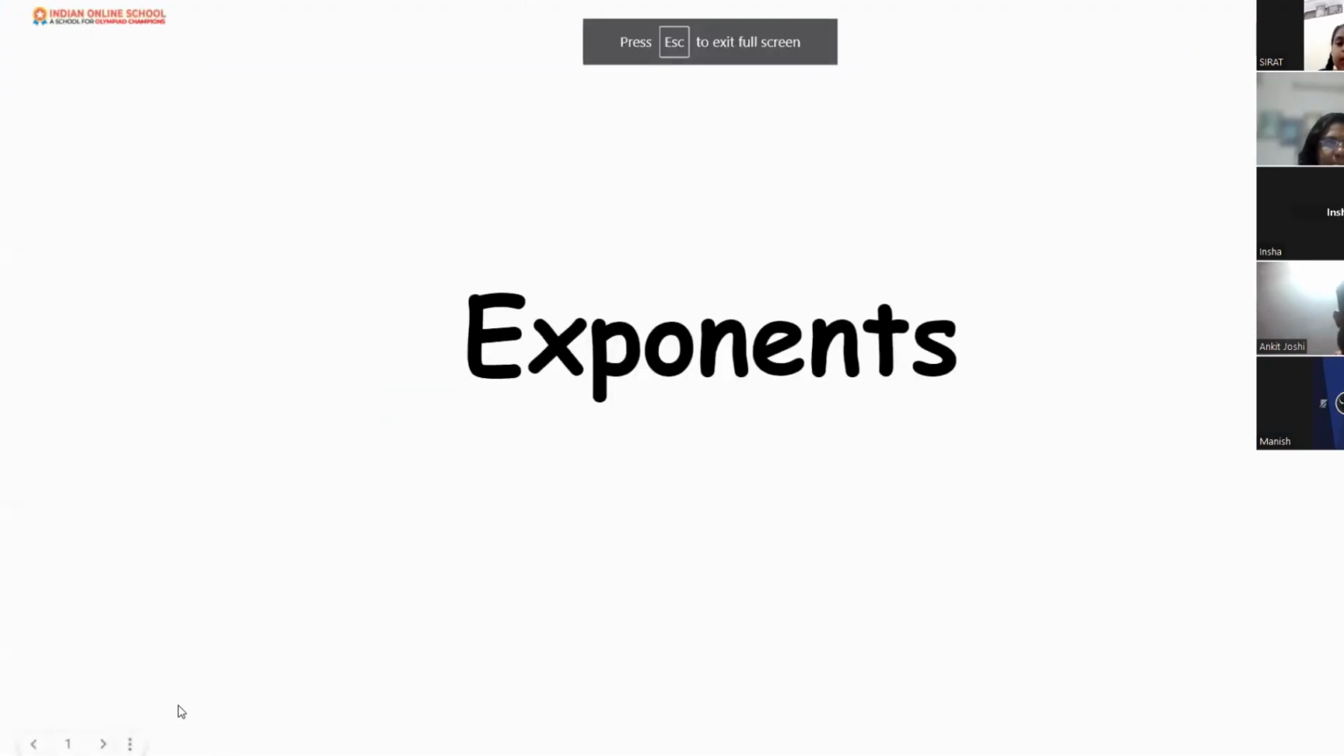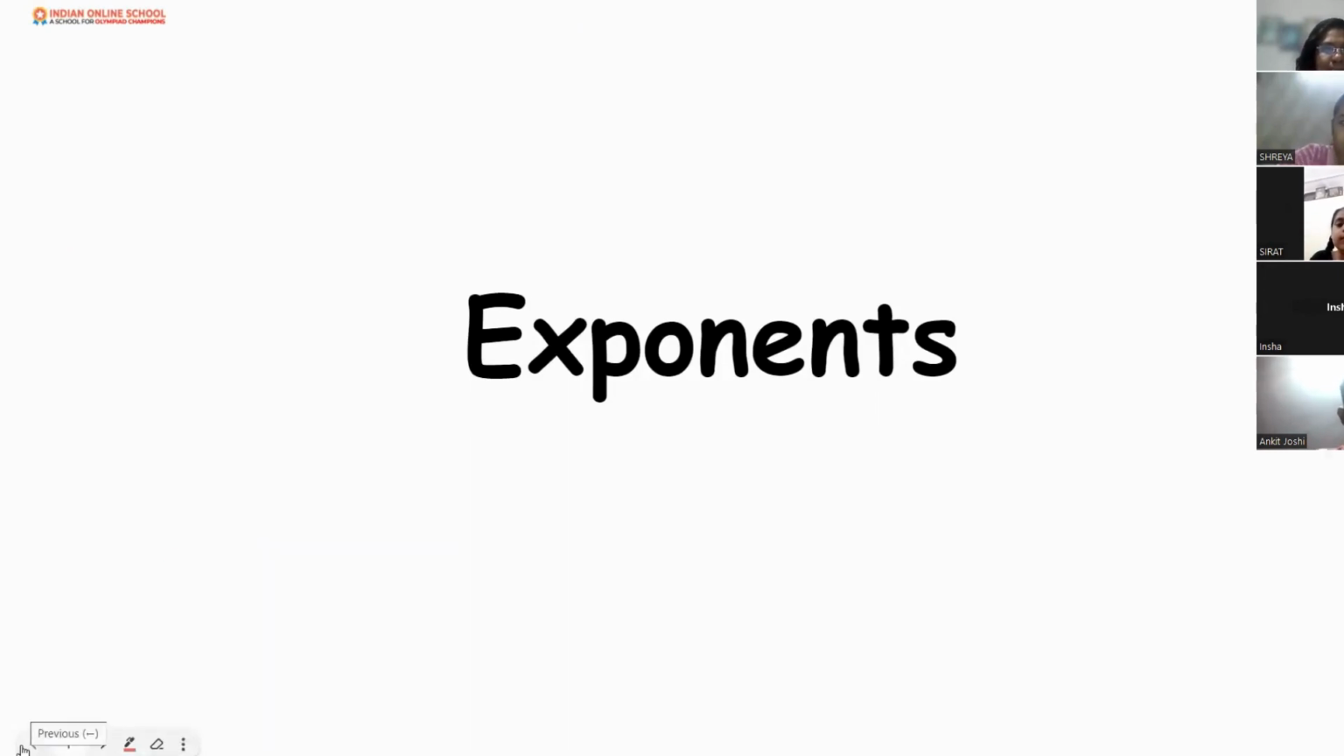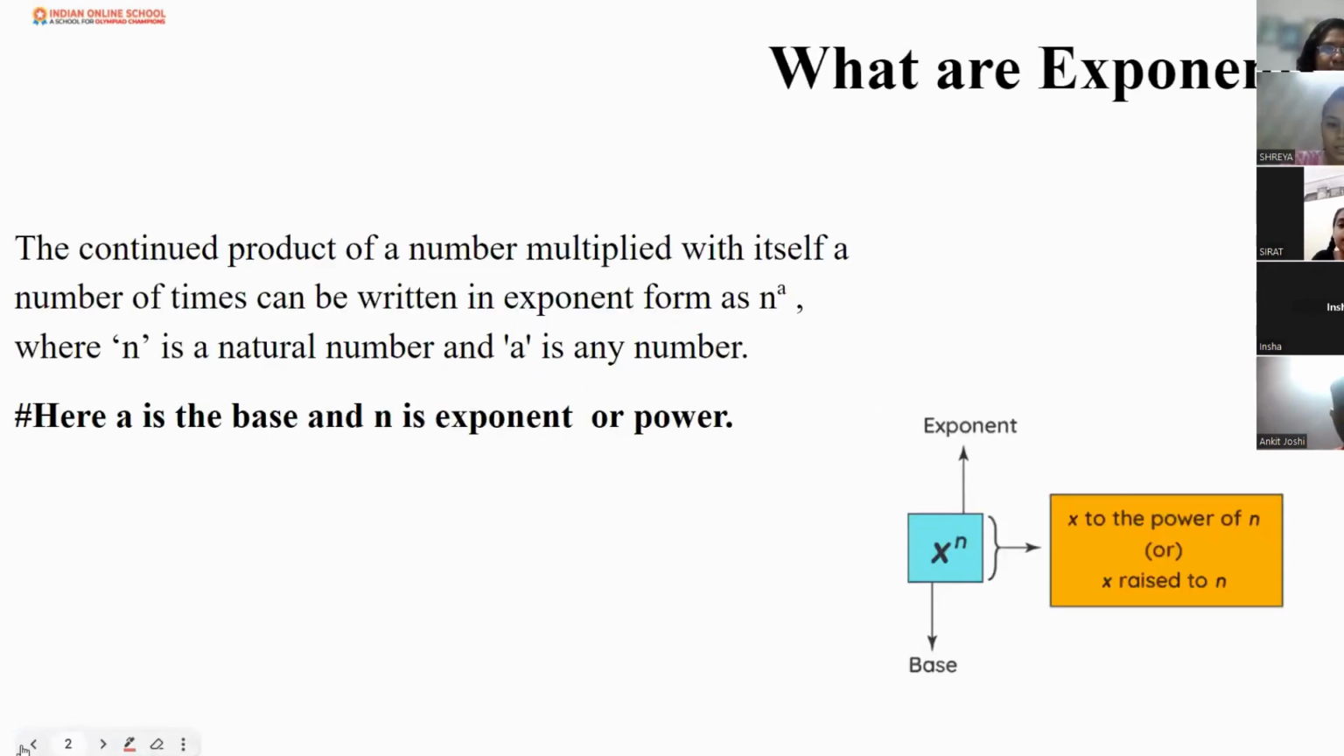Okay, as I said, students, our topic for the day is exponents, powers or exponents. What are exponents? Before you get into the actual mathematical concept of exponents, it's very important to know what exponents mean. Everyone, please cameras on. So, what are exponents? Continued product of a number multiplied with itself.